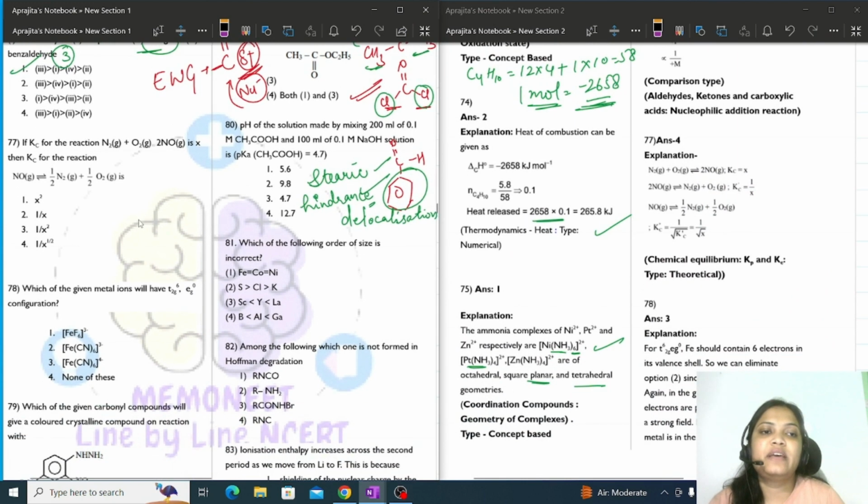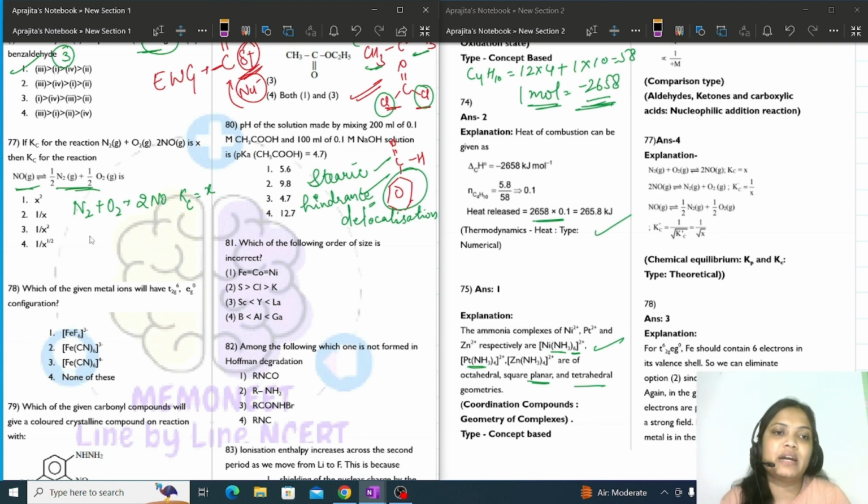Question number 77. If Kc for the reaction N2 plus O2 gives 2NO, so the equilibrium constant is given X, we need to find for this reaction. So we can look at this reaction. NO is on the reactant side. First we will be reversing the reaction. So once we reverse the reaction, 2NO will give you N2 plus O2. So for here Kc will be 1 by X, since we have reversed the reaction. It will be becoming reciprocal.